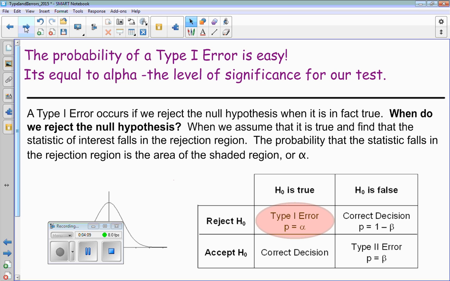All right, so being able to find the probability of these type 1 and type 2 errors is sometimes asked. The probability of a type 1 error is easy. It's just equal to the alpha level. So oftentimes we have an alpha of 0.05, a 95% confidence level. So a type 1 error, you can put this in your little box in your chart if you want. The probability of a type 1 error is just alpha, okay?